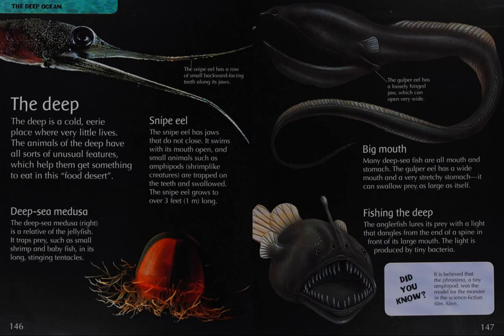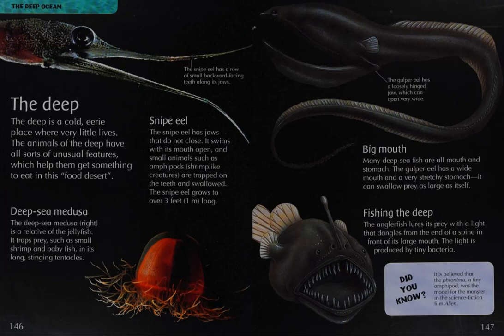Snipe eel. The snipe eel has jaws that do not close. It swims with its mouth open, and small animals such as amphipods, shrimp-like creatures, are trapped on the teeth and swallowed. The snipe eel grows to over 3 feet, 1 meter, long. The snipe eel has a row of small backward-facing teeth along its jaws.